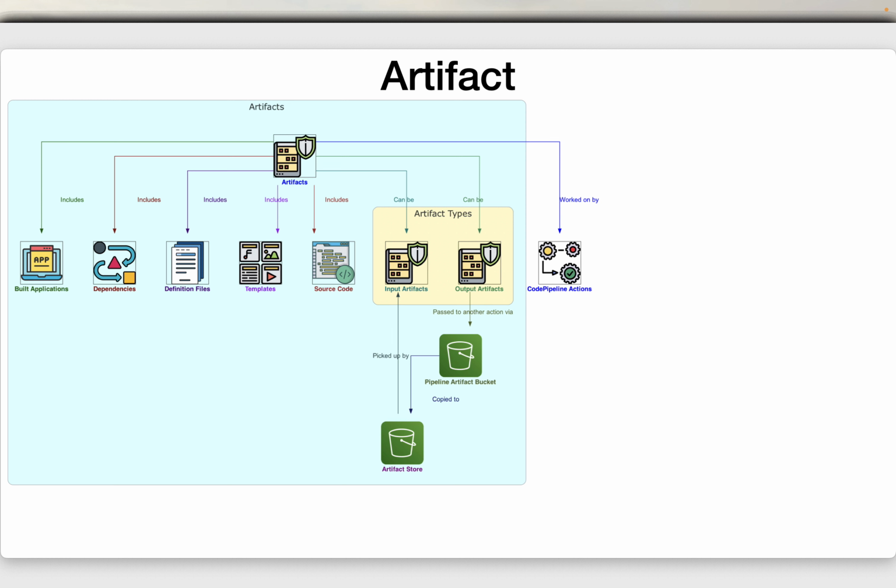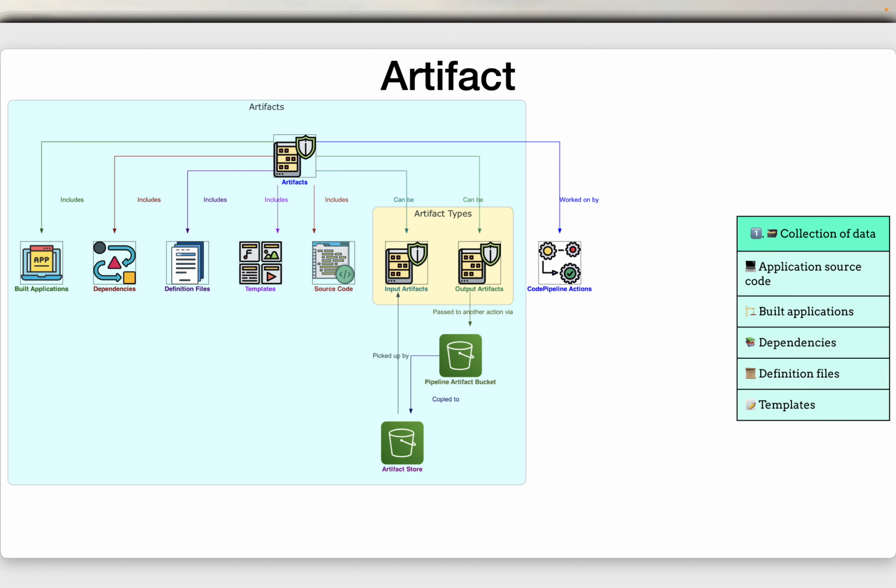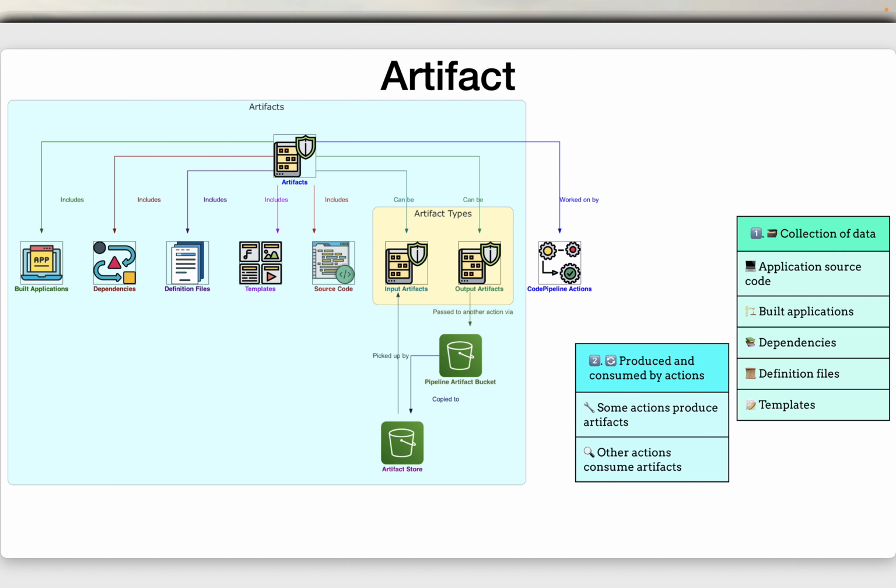Okay, next let's see artifact. Artifact refers to the collection of data such as application source code, built applications, dependencies, definition files, templates and so on, that is worked on by pipeline actions. So actions work on artifacts. Artifacts are produced by some actions and consumed by some other actions. In a pipeline, artifacts can be the set of files worked on by an action, input artifacts, or the updated output of a completed action, which are output artifacts.